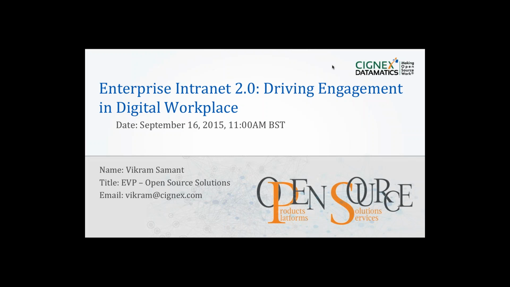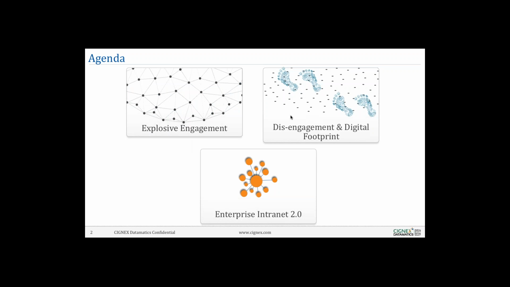Having got the introductions out of the way, we are going to go through the deck today, and this deck is a combination of 3 different areas. One is about the driving forces of engagement and how they have shaped our world, whether the work world or the personal world, and how that starts creeping into our day-to-day lives. Part 2 is about the digital footprint that we all leave behind, and the disengagement factors that get created in the workforce. There are some very interesting statistics that I will share with you.